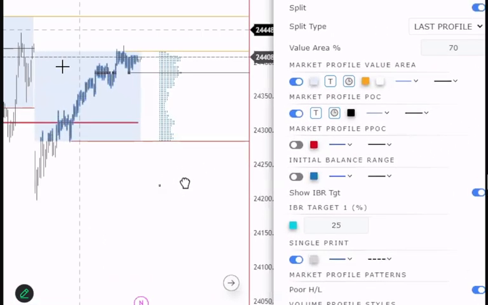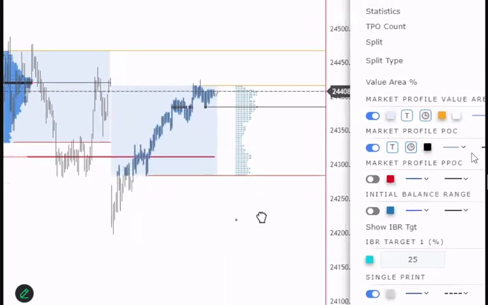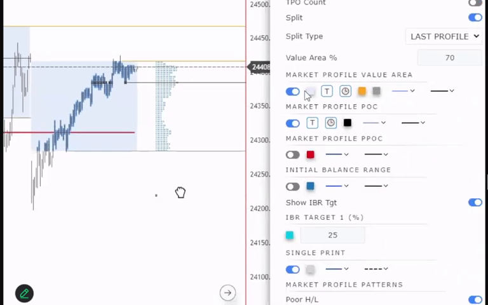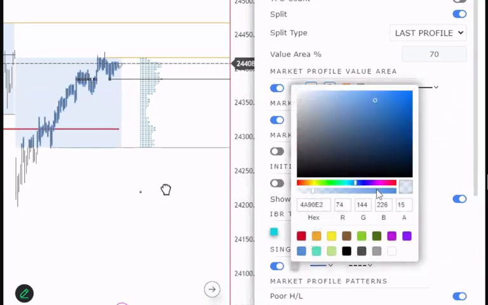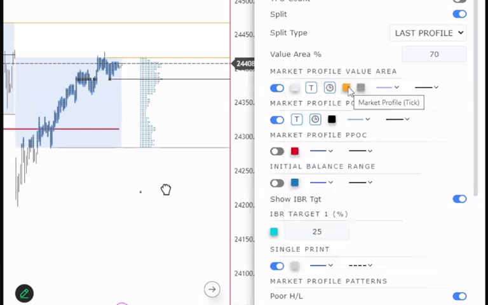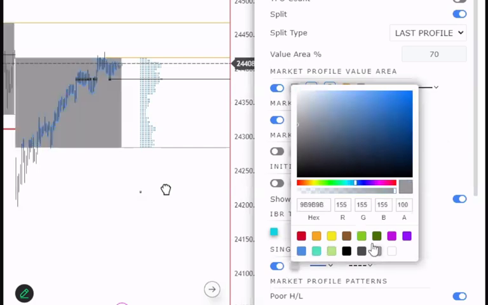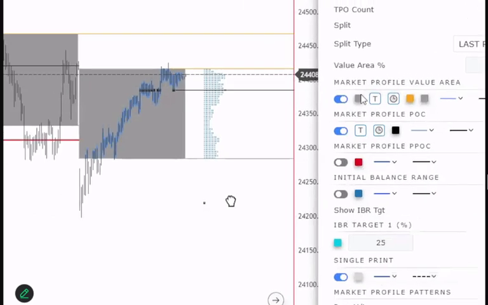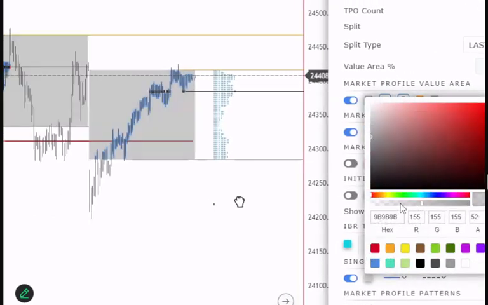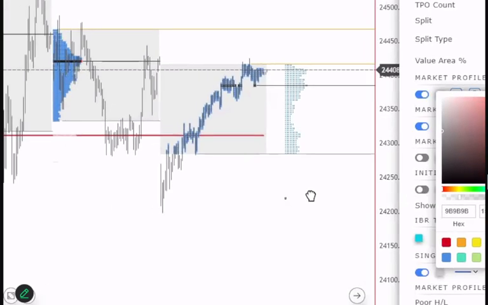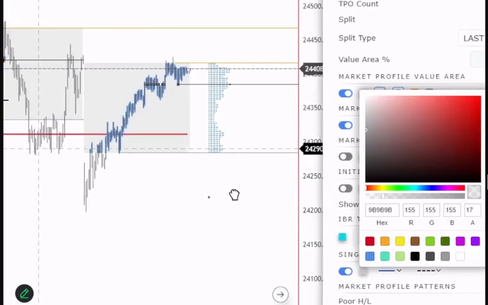And the region outside the value area can be color coded in a different color. I have white, so you're not able to see it. I can change it to, let's say, gray. This is covering this value area basically. So how much value area do you want to see? You can also change the transparency here. I can make it less transparent or more transparent, just to have a good visual way.